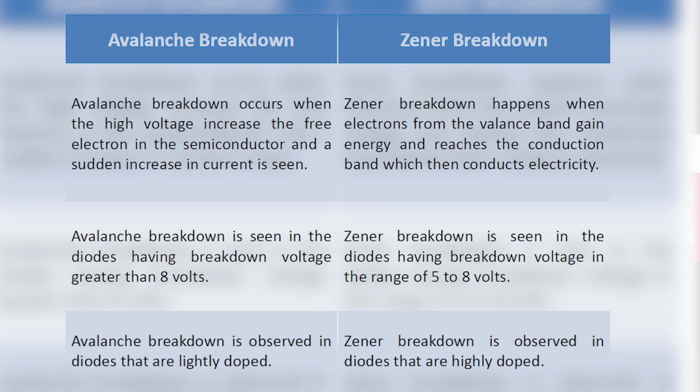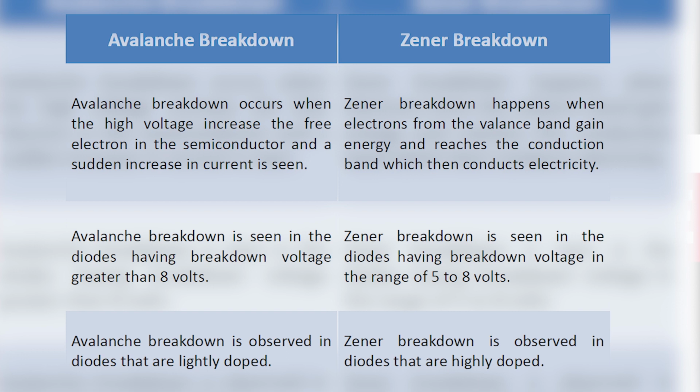Now let us see the difference between avalanche breakdown and Zener breakdown. Avalanche breakdown occurs when a high voltage increases the free electrons in the semiconductor and a sudden increase in current is seen. Here the current starts flowing when the voltage is increased in the reverse direction, and that increase in the voltage causes the free electrons to move from the valence band to the conduction band.